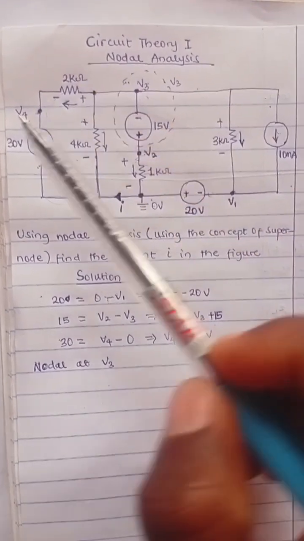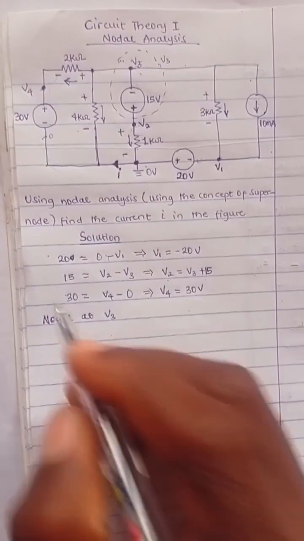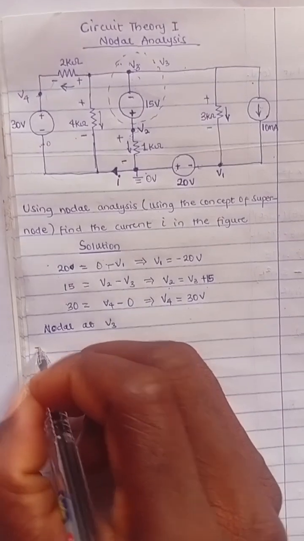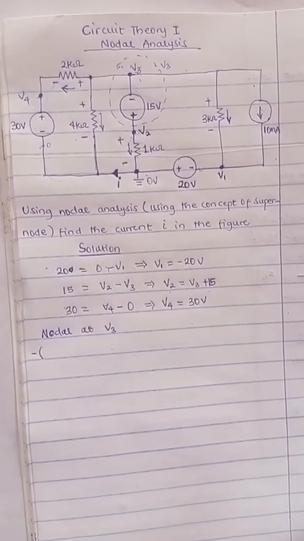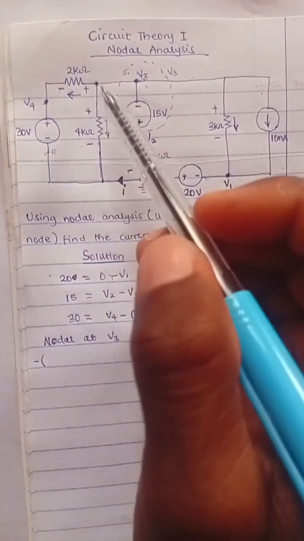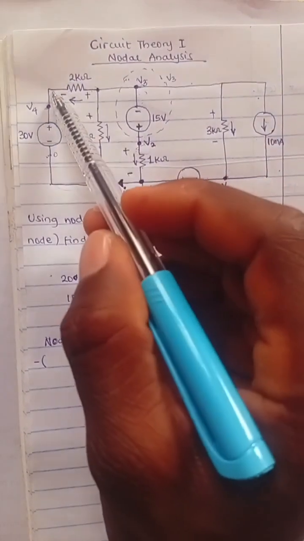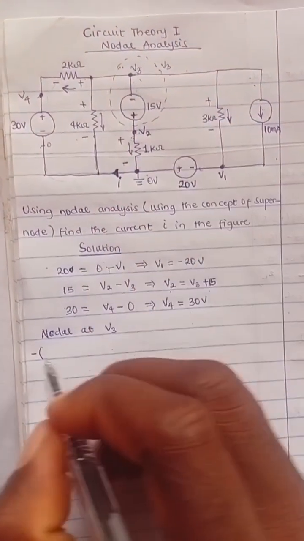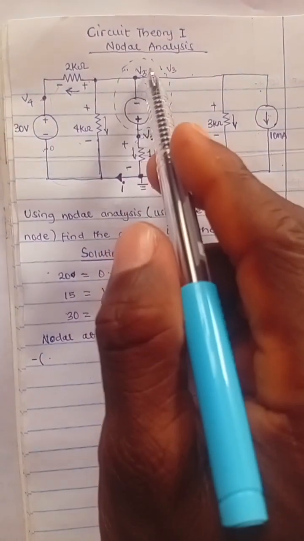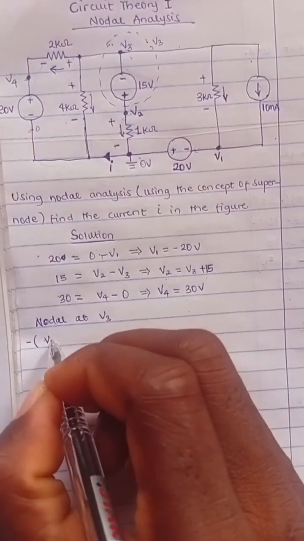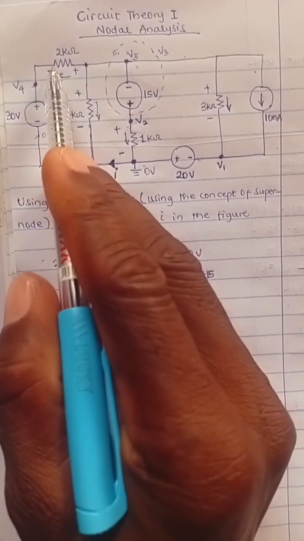Now, what is the value of this current leaving? Remember, if current is leaving, we give it a negative sign. So that's minus. The value of the current leaving is the voltage at the positive side minus the voltage at the negative side, divided by the resistance. The voltage at the positive side is V3, so that would be V3 minus the voltage at the negative side of this 2K resistor.